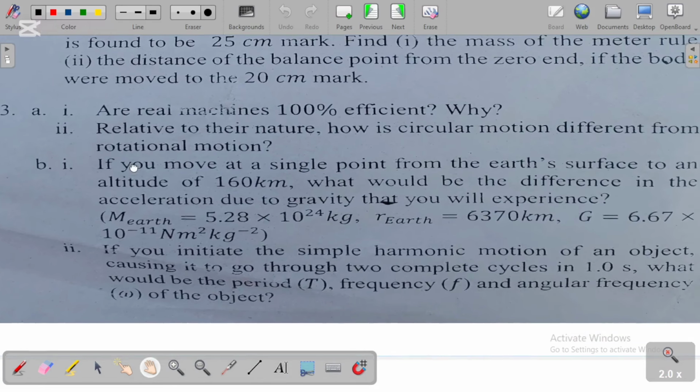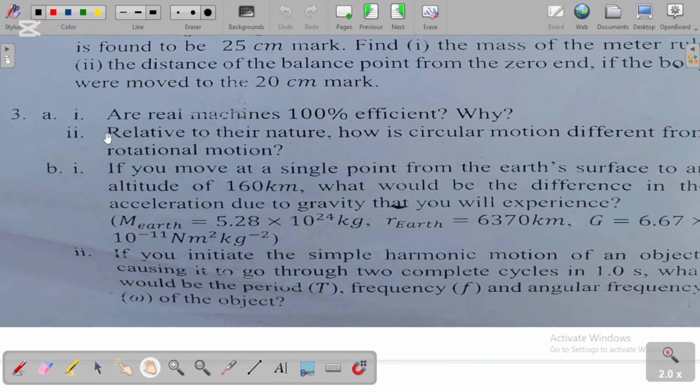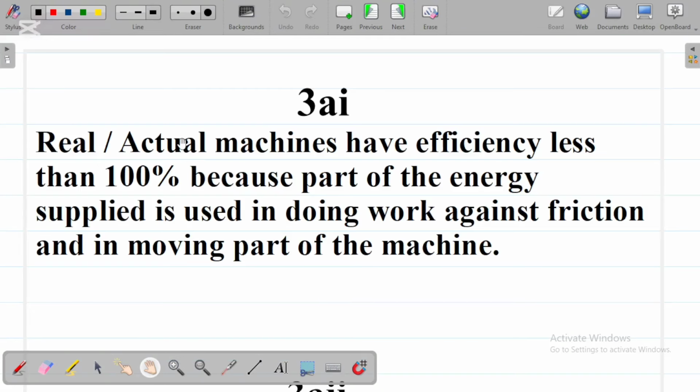Let's solve the third question. It says, are real machines 100% efficient? Why? Alright, this is the answer, 3A.